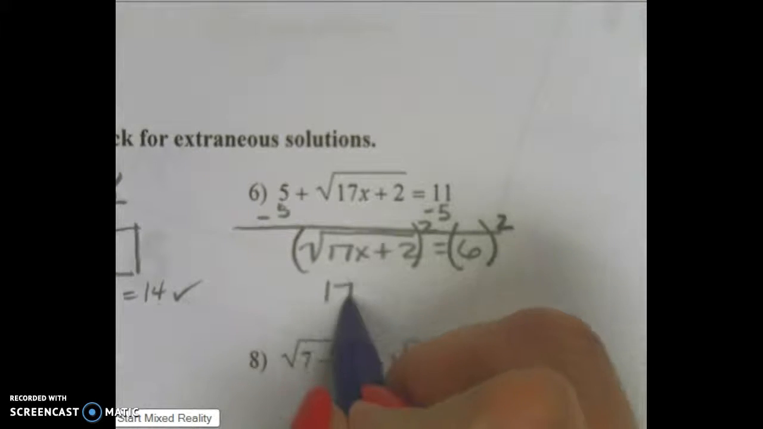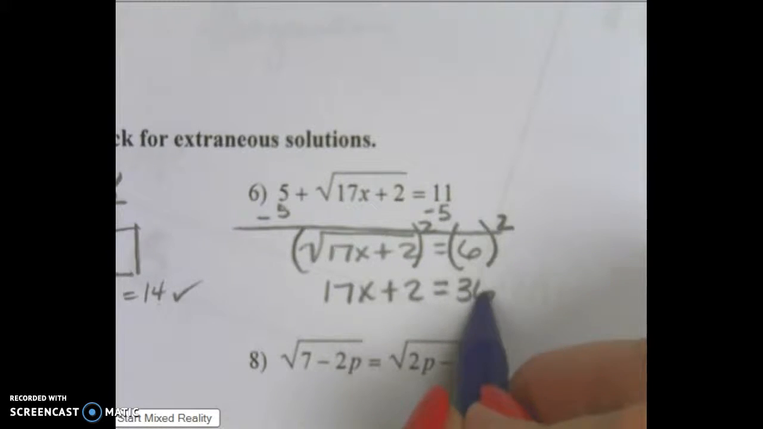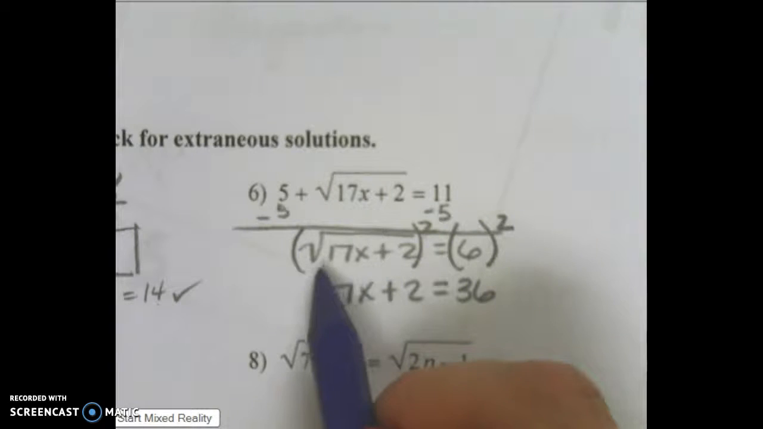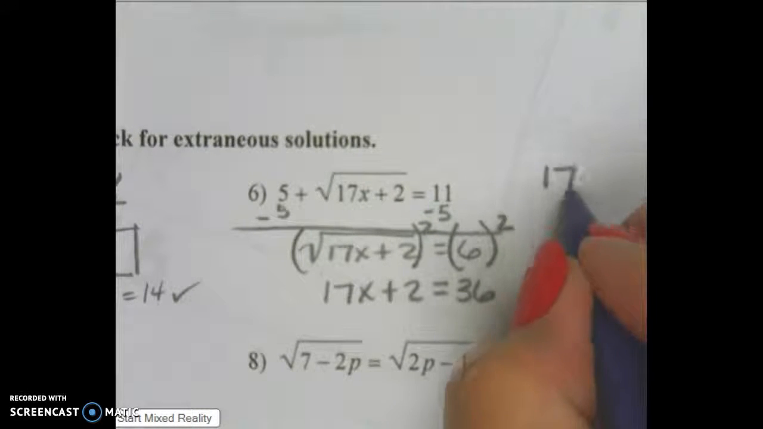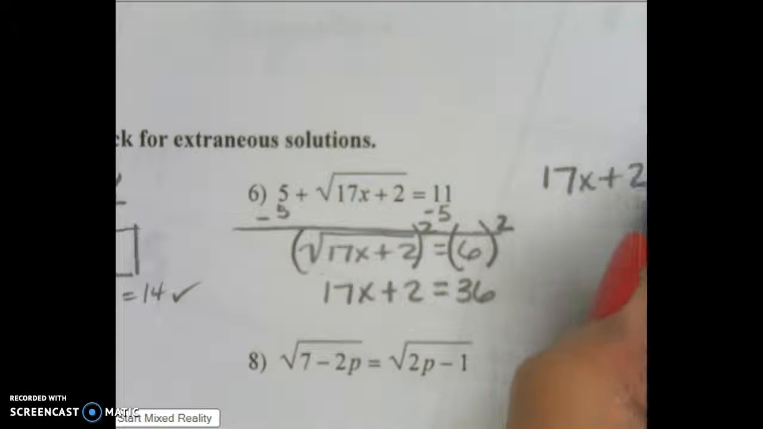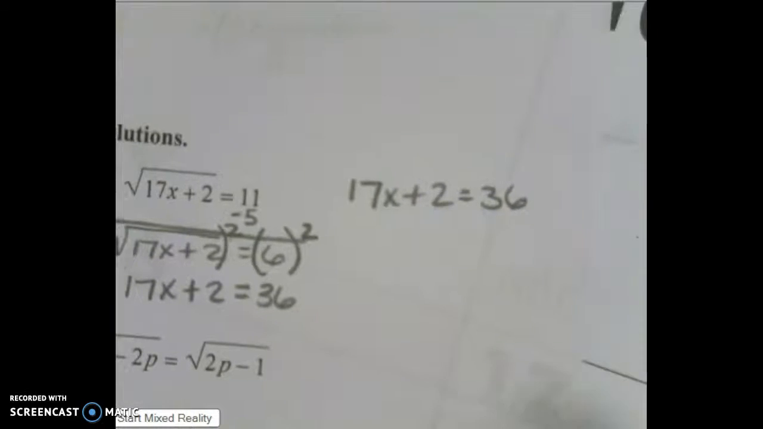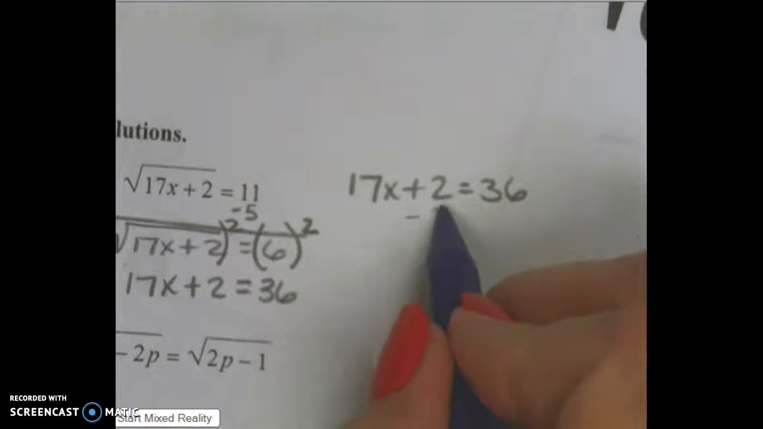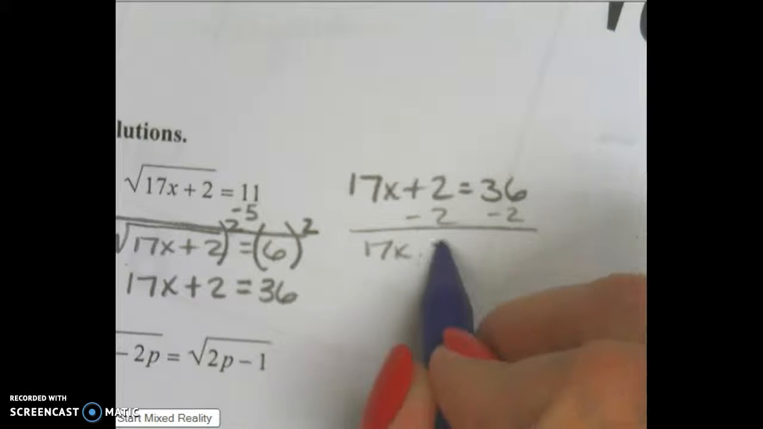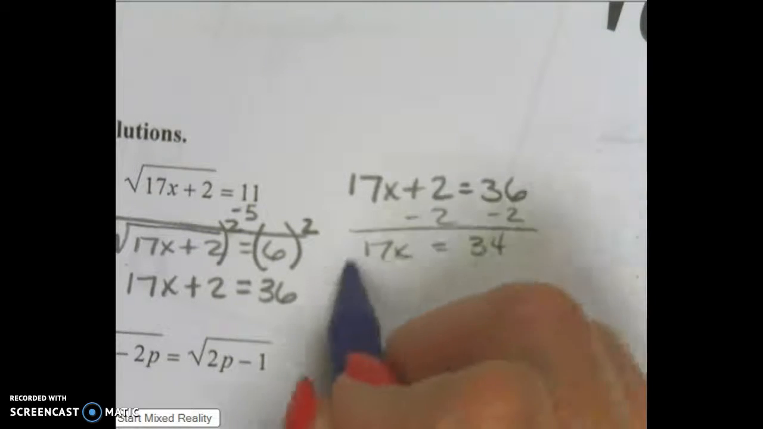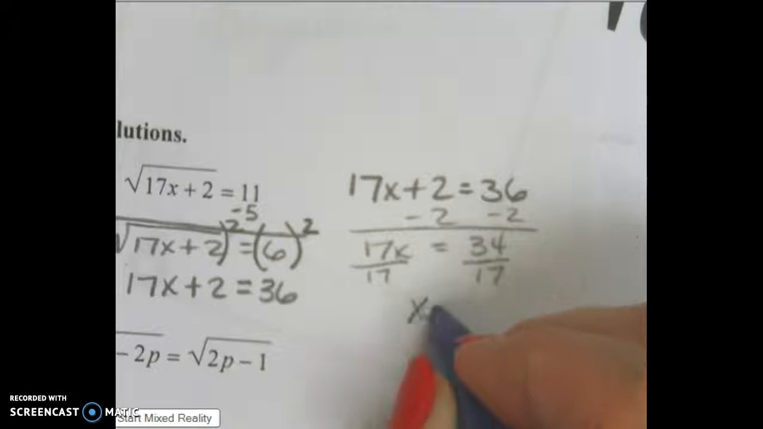So I get 17x plus 2 equals 36. Squaring and square root cancel each other out. Again, I'm going to write it over here to the side so I can continue working. I'm going to subtract 2. 17x is equal to 34. Divide by 17, and I find that x is 2.